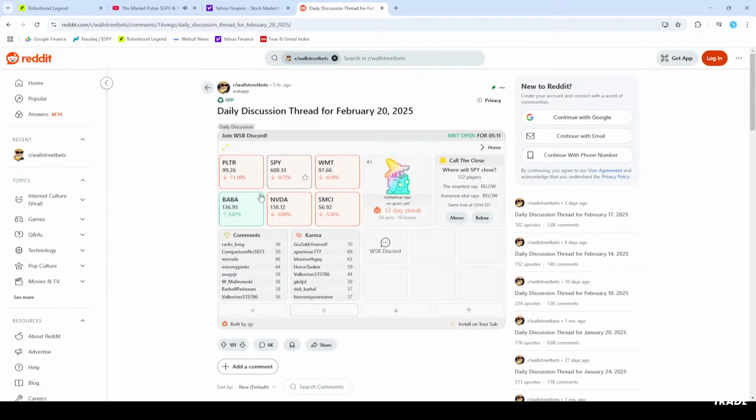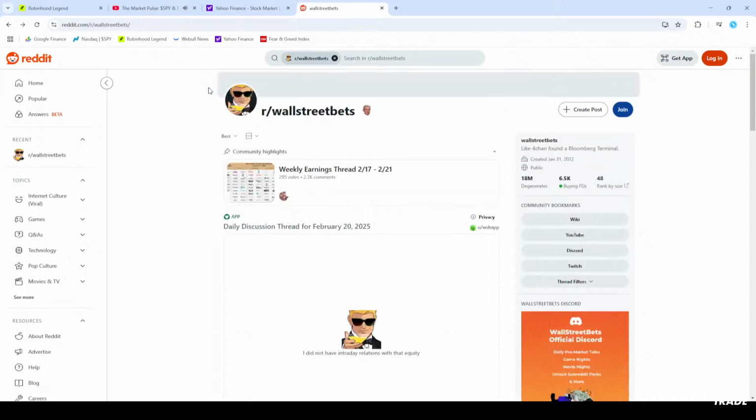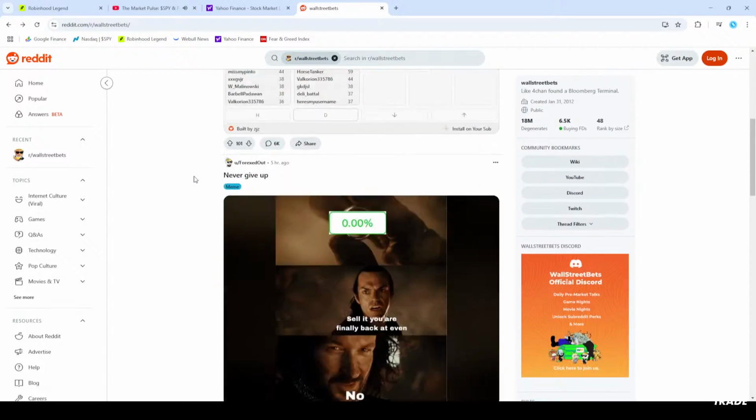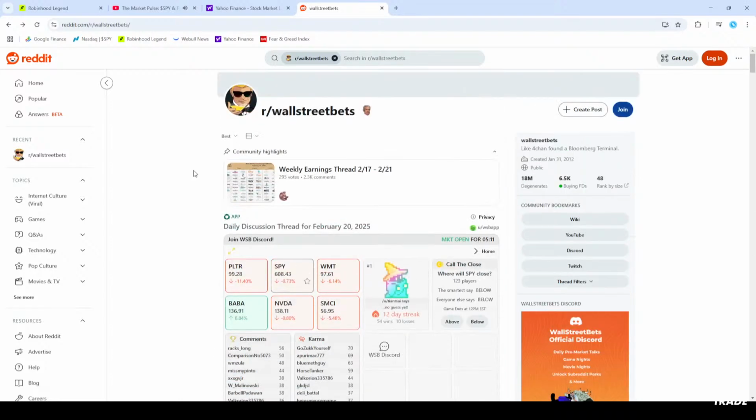These are kind of all the popular stocks that everyone's talking about on Wall Street Bets. I don't like their trading strategy. I don't like a lot of their research. I do my own research, but it's kind of fun to keep up and see what everyone else is trading.